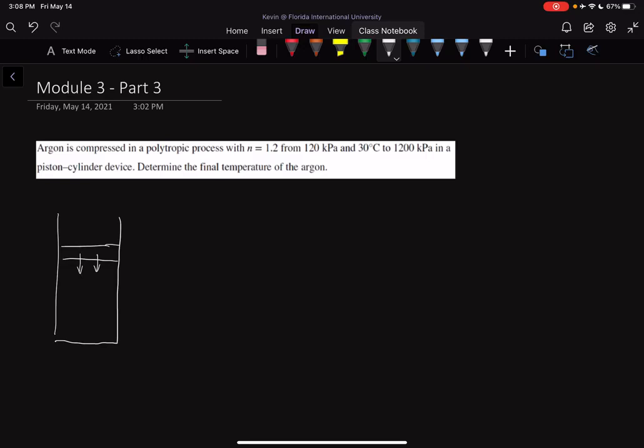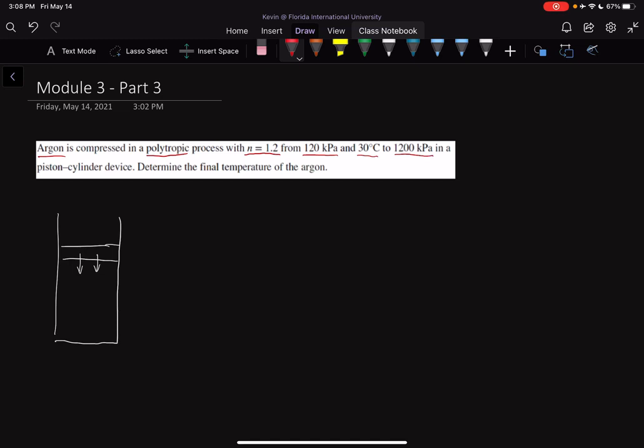The first thing we're going to write down is we're just going to underline the important things. So we know that it's argon. We know that it's a polytropic process. We know that n is equal to 1.2. And we're given the initial pressure and temperature. And we're given the second pressure, but not the temperature itself.